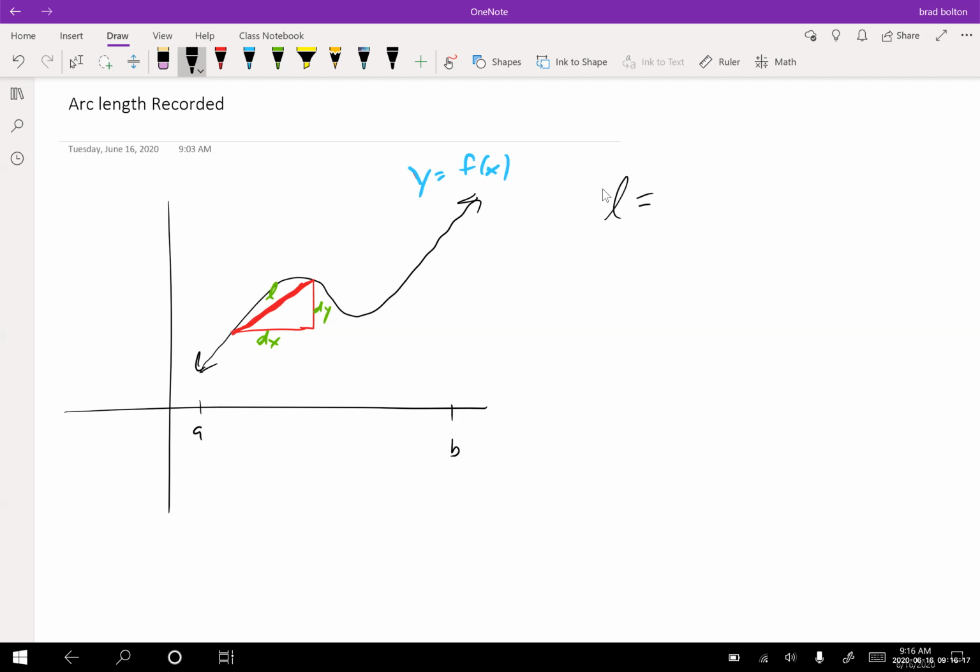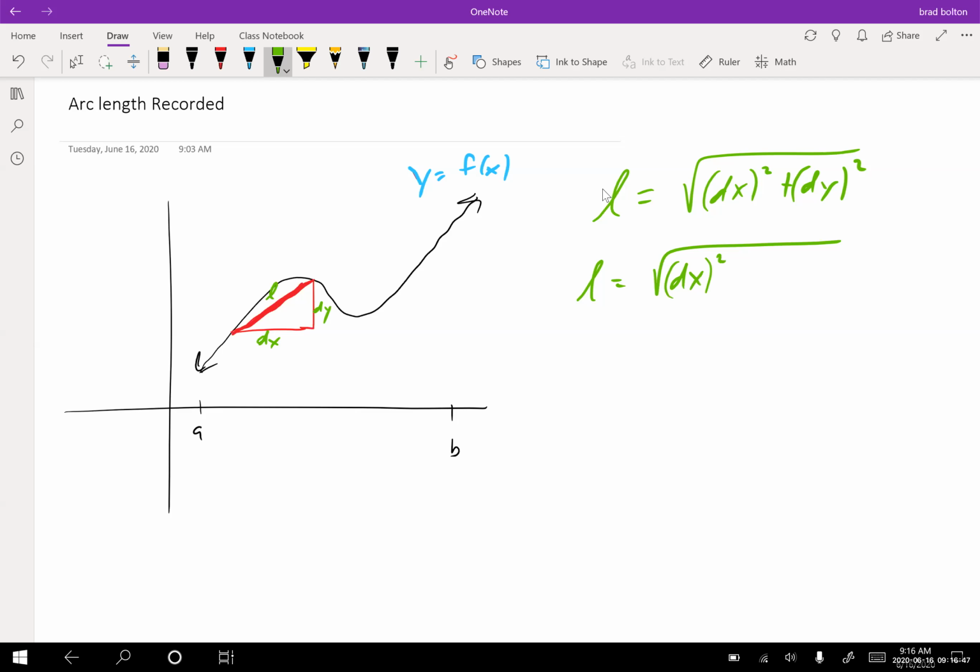I'll write it in green since that is what we're using. That length L is going to be the square root of dx squared plus dy squared. And that's just the Pythagorean theorem: a squared plus b squared equals c squared, and I square root both sides. Now, if I wanted to, I could factor out the dx squared. So you might wonder why. I could factor this out, dx squared, and that would leave behind 1 plus dy over dx squared.